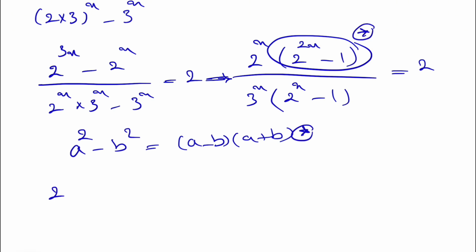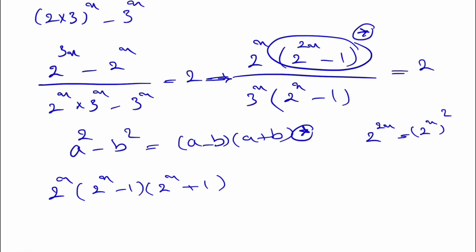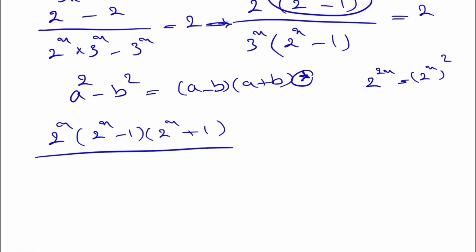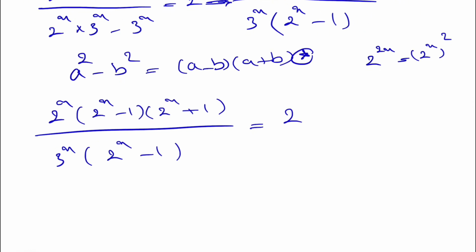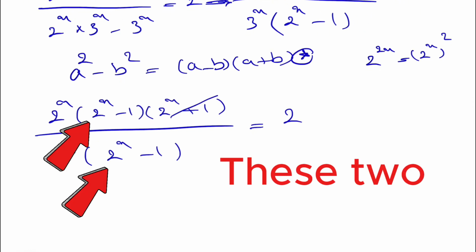So we'll have 2^x, and we also know that 2^(2x) is equal to (2^x)². So if that's the case, we will have (2^x − 1) times (2^x + 1), and what we have in the denominator is 3^x times (2^x − 1). This will be equal to 2. And from the numerator and denominator we can cancel out these two, and we will have one condition for this.